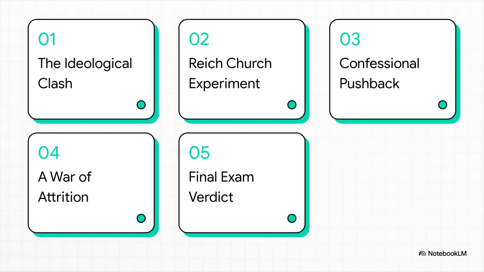Here is our roadmap for the explainer today. We'll be looking at 1. The ideological clash, 2. The Reich Church experiment, 3. The confessional church pushback, 4. A war of attrition, and 5. The final exam verdict. Let's dive right in.